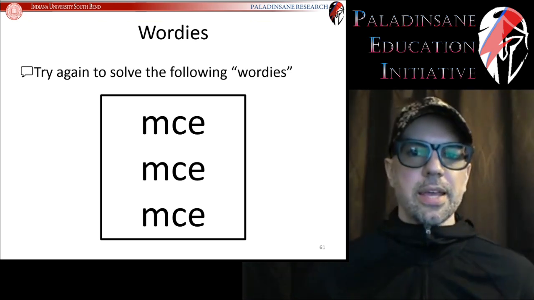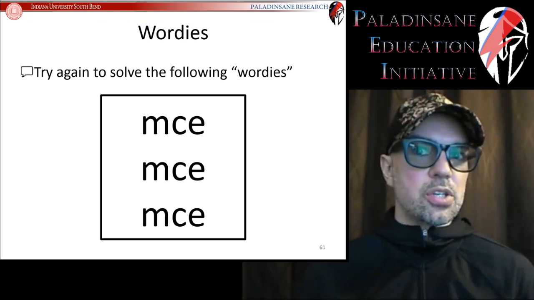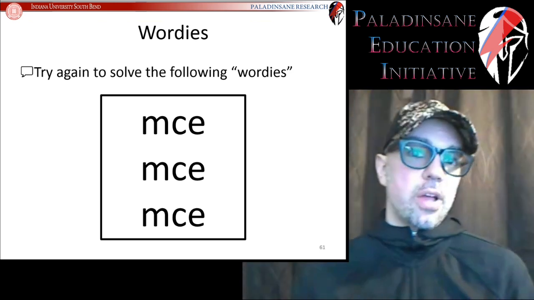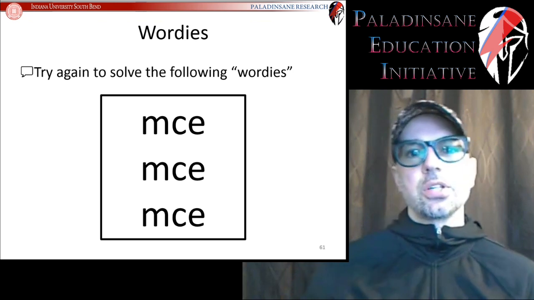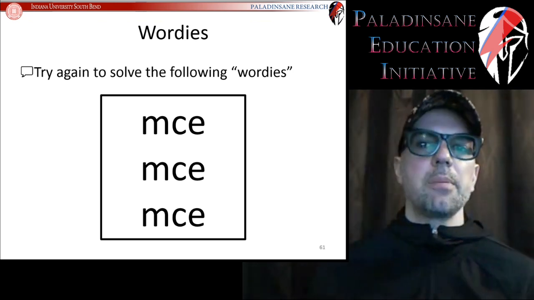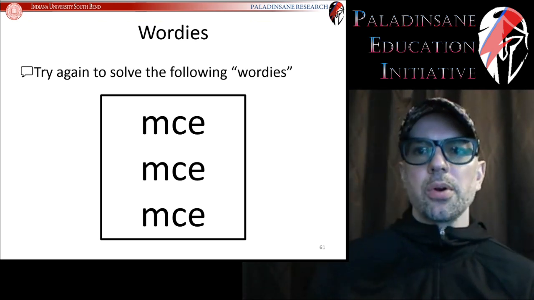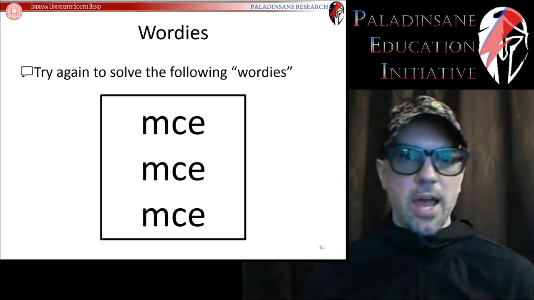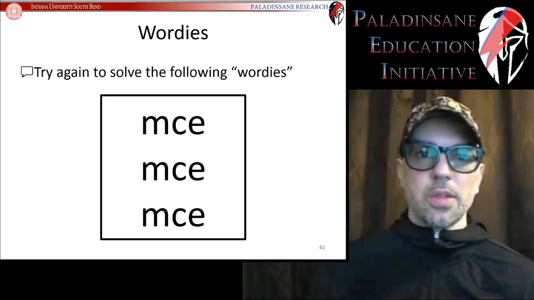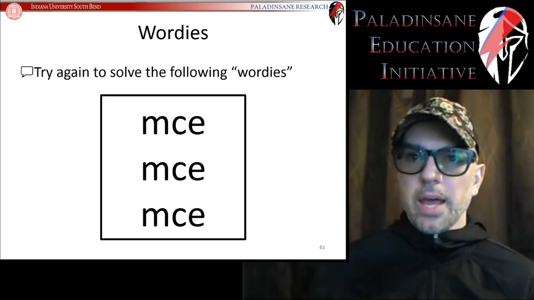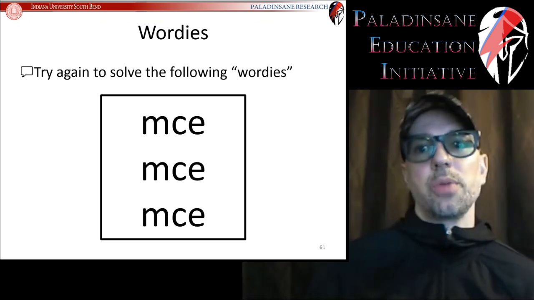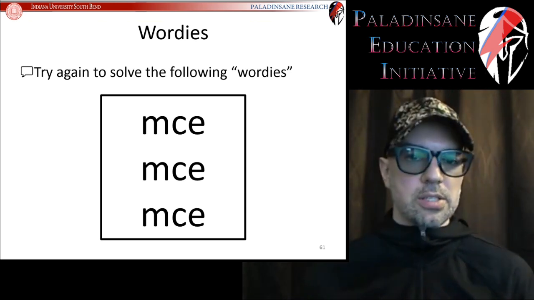All right, so that was 10 seconds. If you came up with the solution after failing the first time, that's an incubation effect. If you haven't come up with the solution yet, the solution for this wordie is 3 blind mice, because that top word is mice with no I. The middle word is mice with no I. The bottom word is mice with no I. That's 3 mice with no eyes. If you have no eyes, you're blind. 3 blind mice.